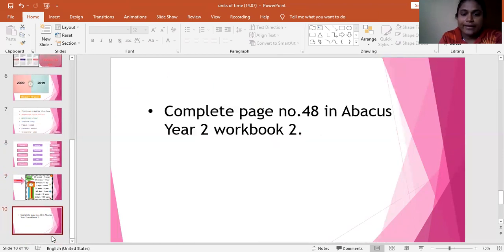Now, you have to complete page number 48 in Abacus Year 2 Workbook 2.